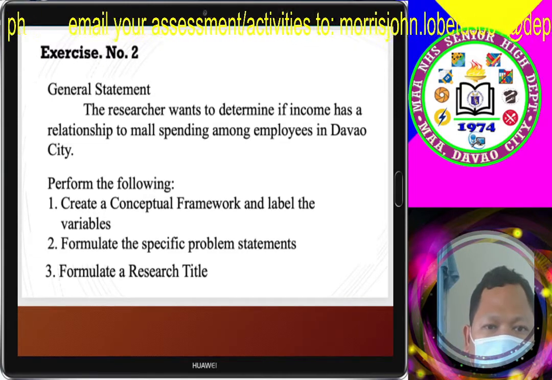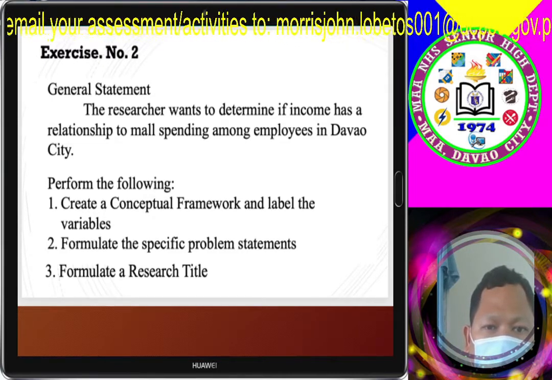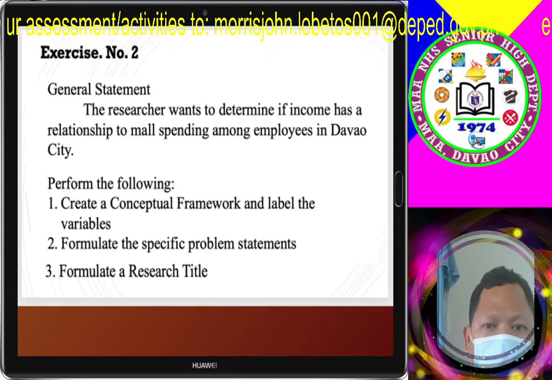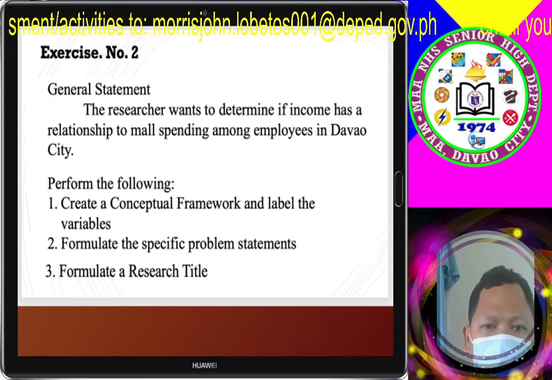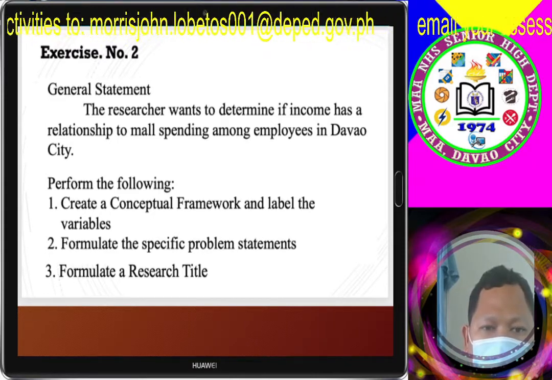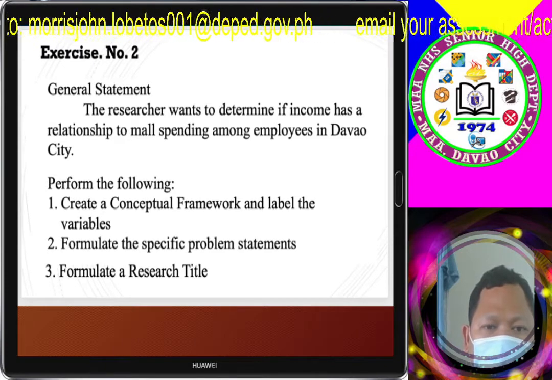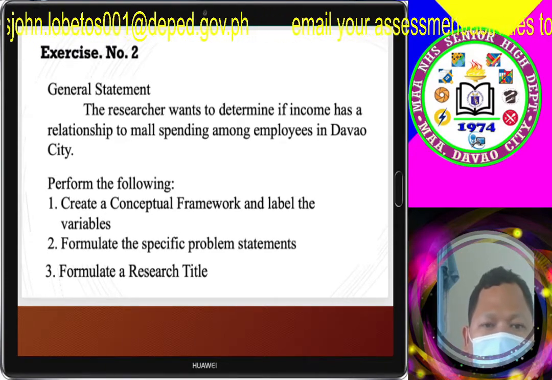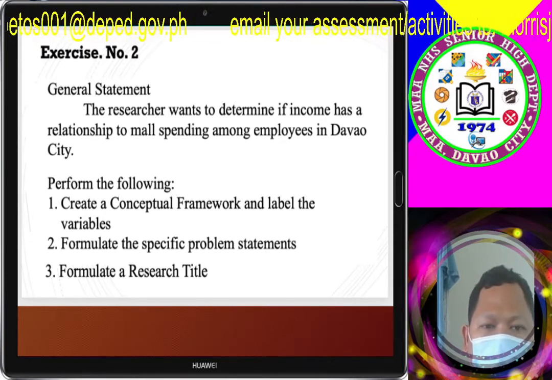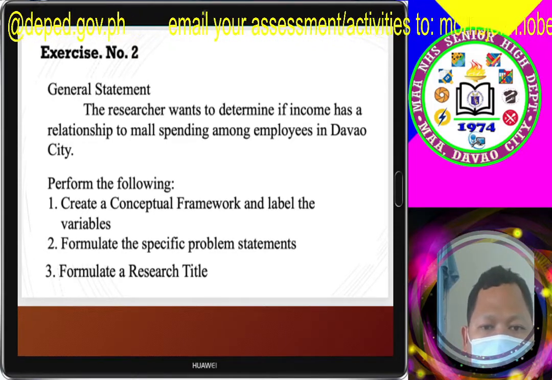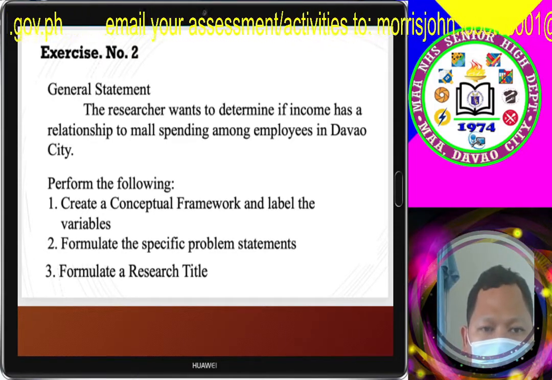Next, the researcher wants to determine if income has a relationship to mall spending among employees in Davao City. Perform the following: number 1, create a conceptual framework and label the variables. Number 2, formulate the specific statements and formulate a research title.